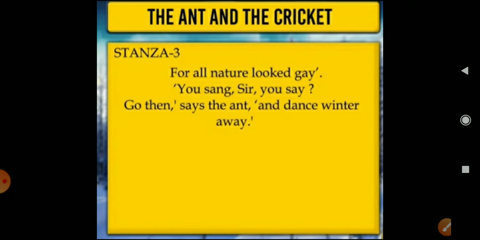For all nature looked gay, you sang, sir. So you say, go then, says the ant, and dance winter away. So the ant was very practical. The ant said that yes, if you have enjoyed it, you have seen it.